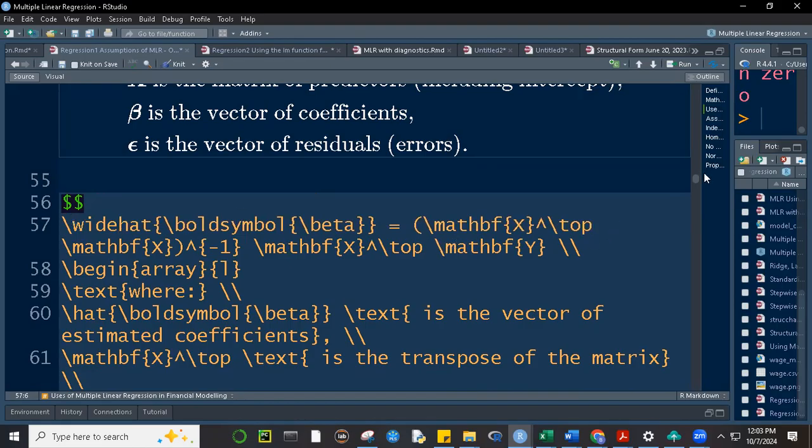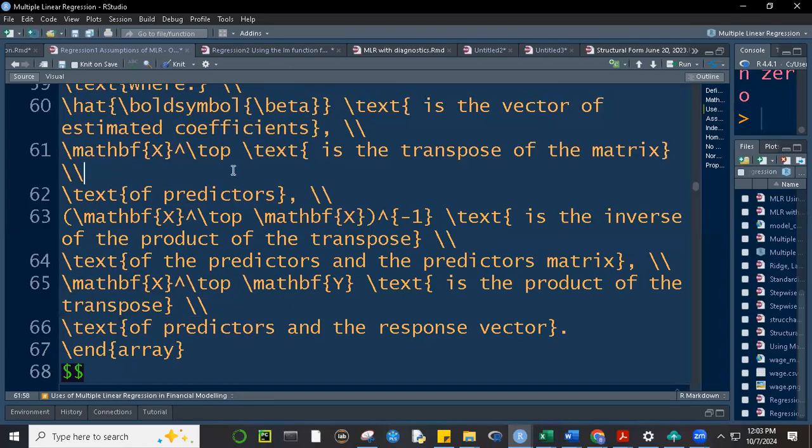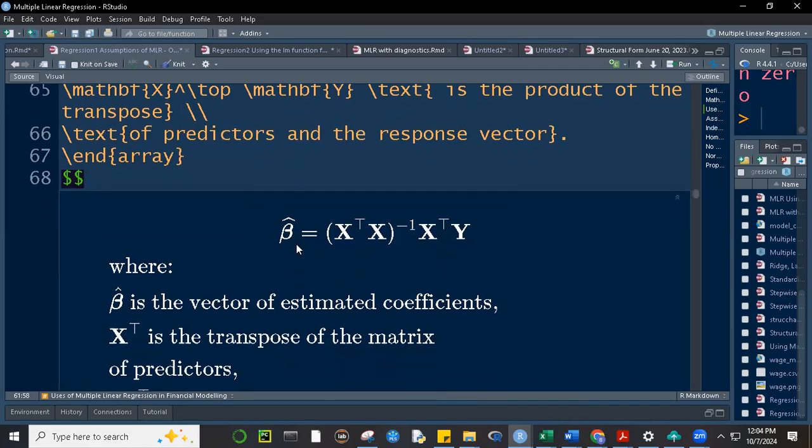Ginawa kong wide hat para mas malaki siya. Ang liit eh. Nilagyan ko lang ng wide, naging lumaki na yung hat. Okay, and in econometrics, yung hat signifies that this is your predicted value or your solved value. So this is the value of your beta null, beta 1 up to beta 7. We don't have to manually compute for this. Sa R, ang dali-dali nito.